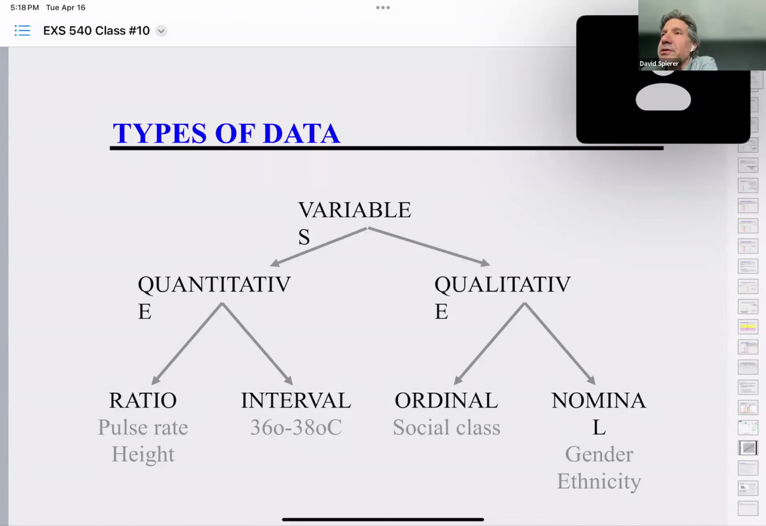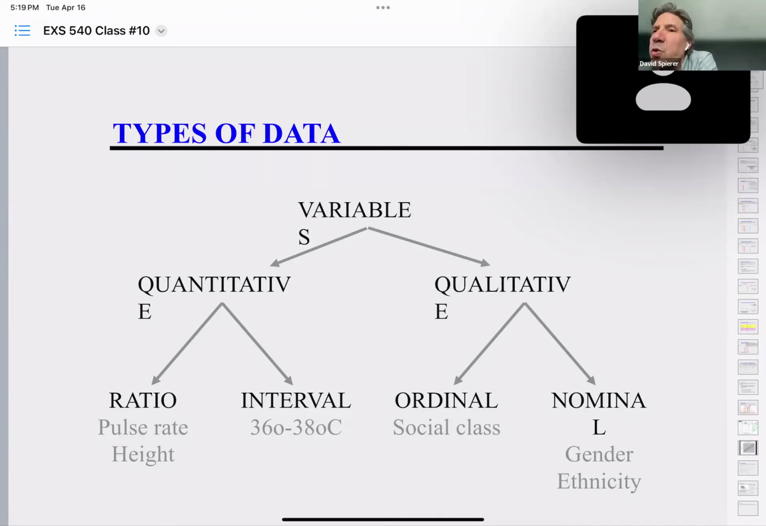Or we could look at interval. Interval has to do with a range. In this case, they're using degrees, so 36 to 38 degrees Celsius. We could use Fahrenheit. We could use blood pressure ranges, anything from pre-hypertension to somebody who has severe hypertension. So those quantitative types of data are what you're going to see. Again, these are based on the variable that you are measuring. So just types of data.